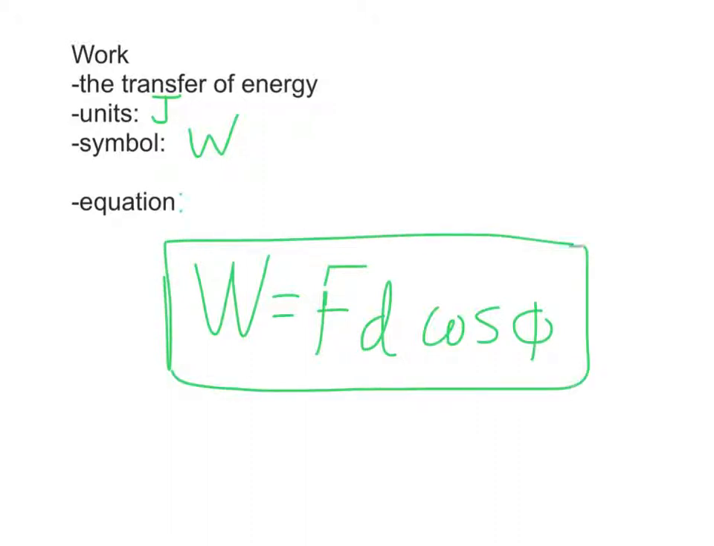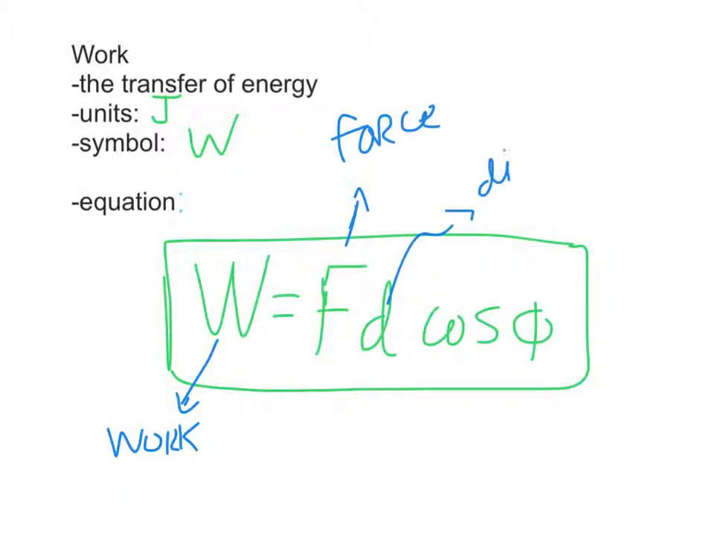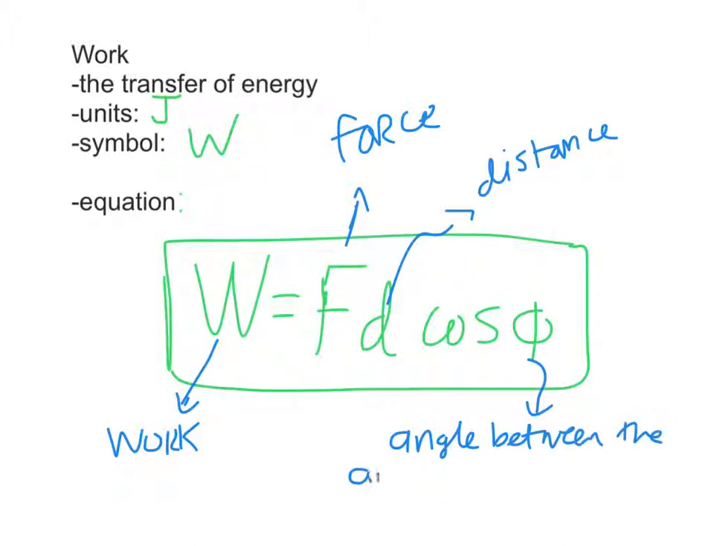Let me define what all of these are. W is work, F is force, D is distance, and phi is the angle between the applied force and path traveled. So work equals FD cosine phi.